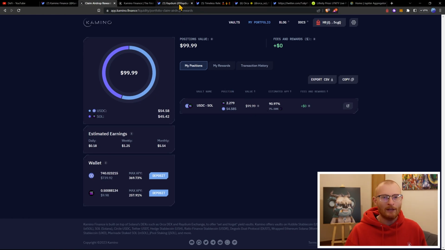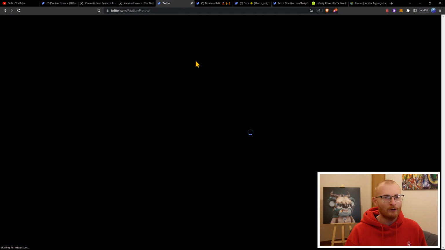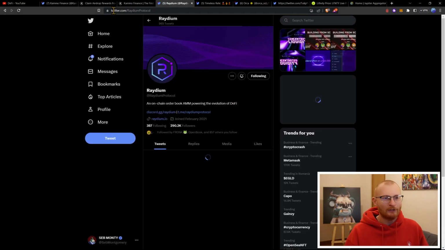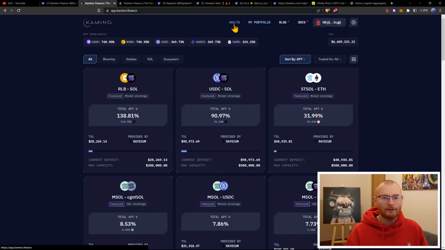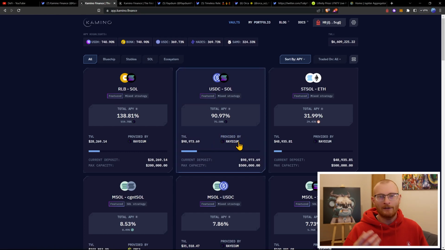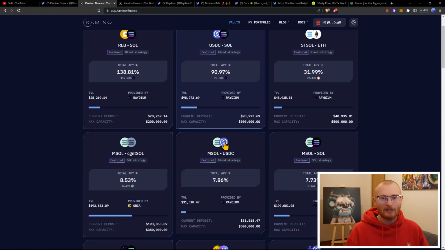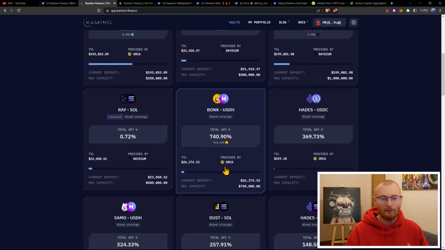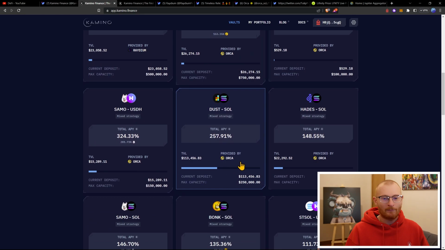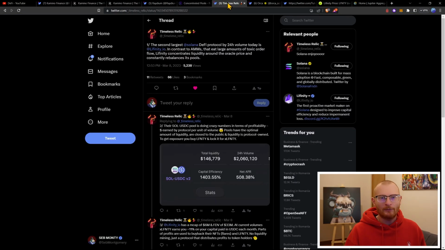Okay, so the next one that I'm going to show you is Raydium. We're not going to play with Raydium because actually what happened with Kamino is if we go to vaults, it says who's providing the base infrastructure or the base liquidity pool. So sometimes it's Raydium, other times it can be Orca. As an example, if we went into this, this would be far more degen. This is Orca.